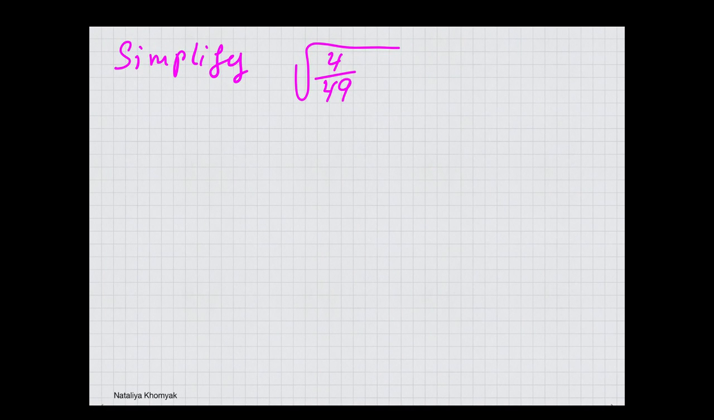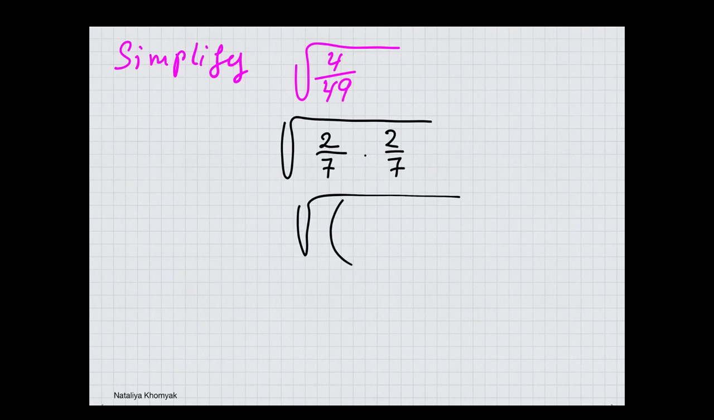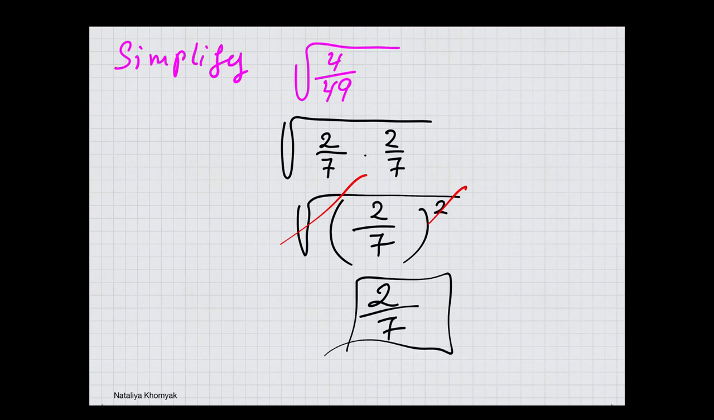Here we have to simplify the square root of 4 out of 49. We can say that 4 is 2 times 2. 49 is 7 times 7. So that will be 2 out of 7 to the second power. Square root and the second power cancel. 2 out of 7 is our solution.